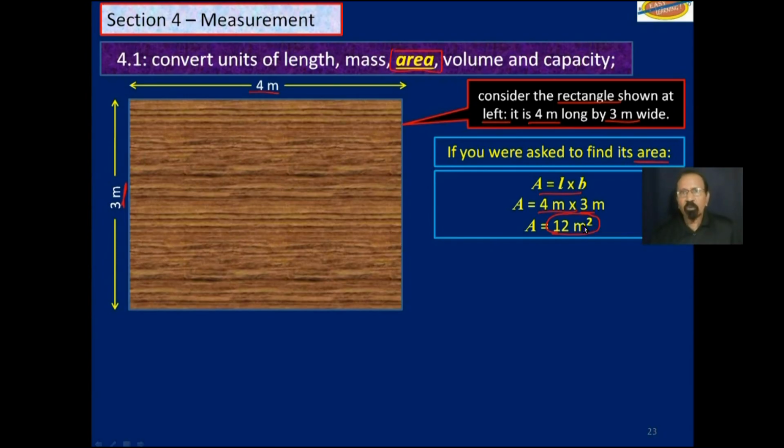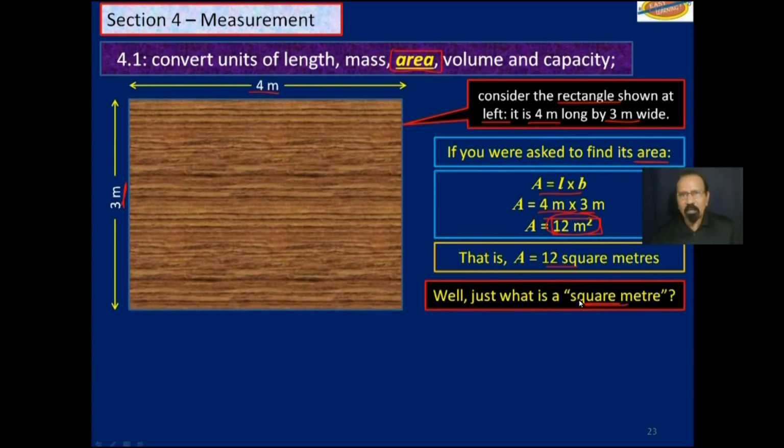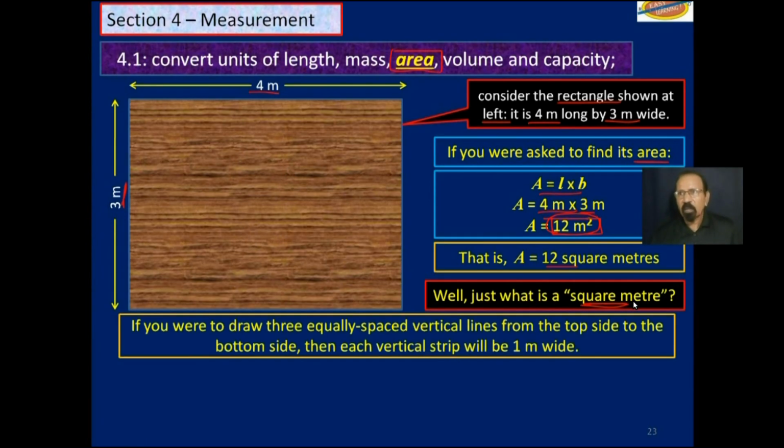Now, I know you would say 12 meters square. Actually, that is 12 square meters. So the area is 12 square meters. That's the area of this rectangle you see on the left here. Well, just what is a square meter?